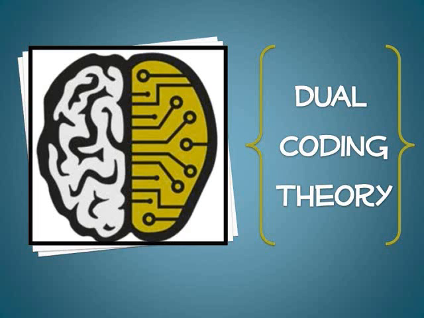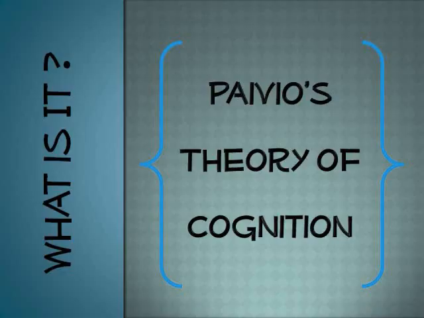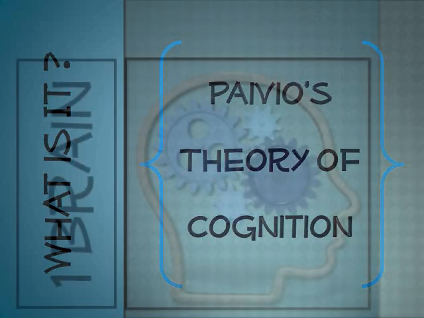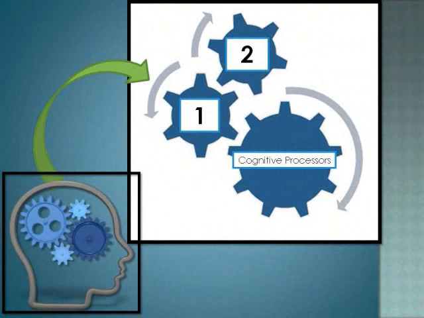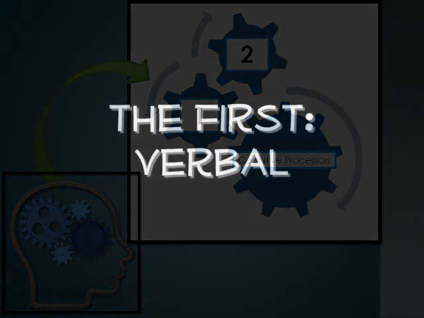The dual coding theory, a significant educational and instructional approach. Allan Paivio formulated this theory to account for the various processes within cognition. The basic hypothesis postulates that within one brain, two processors encode external information separately. The first is dedicated to processing verbal stimuli.